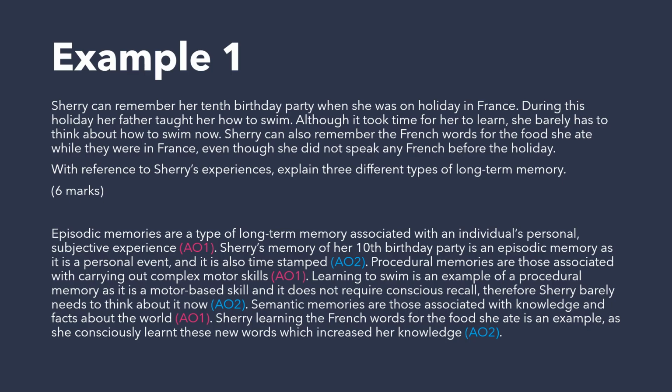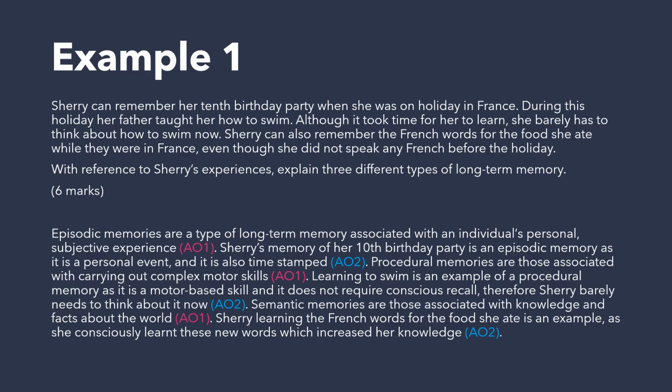Next, procedural memories are those associated with carrying out complex motor skills, knowledge mark. Learning to swim is an example of a procedural memory, as it is a motor-based skill and it does not require conscious recall. Therefore, Sherry barely needs to think about it now. So again, you can see there is a little bit more information justifying why this type of memory is procedural, rather than just saying learning to swim is a procedural memory, full stop.